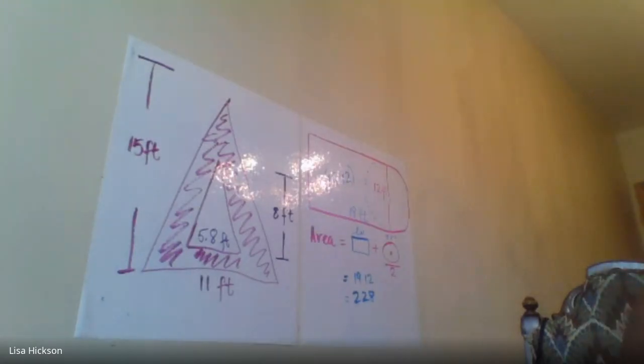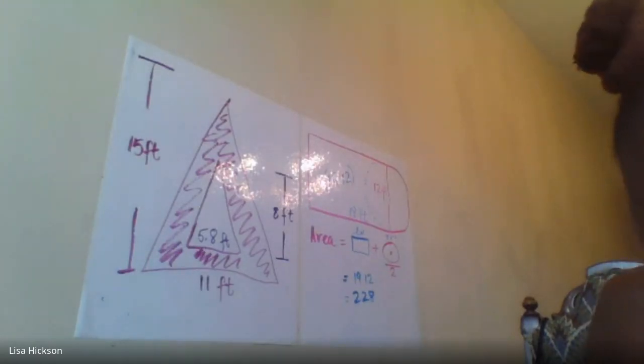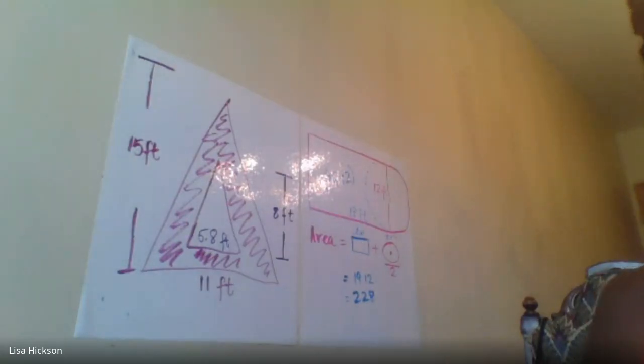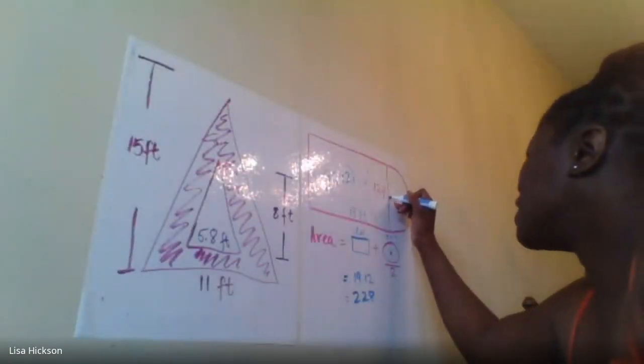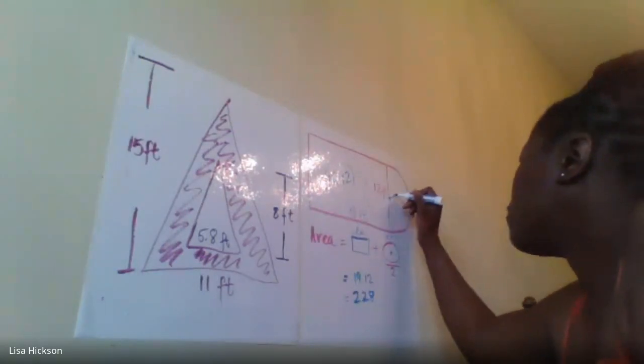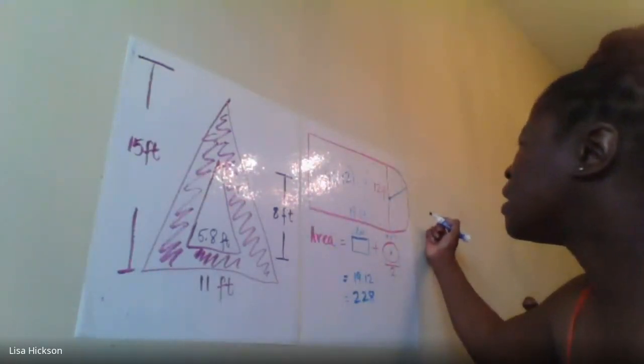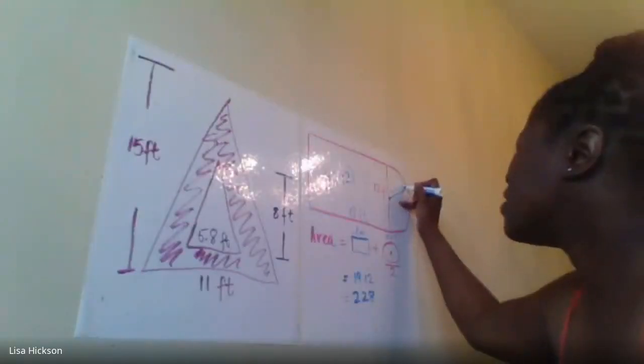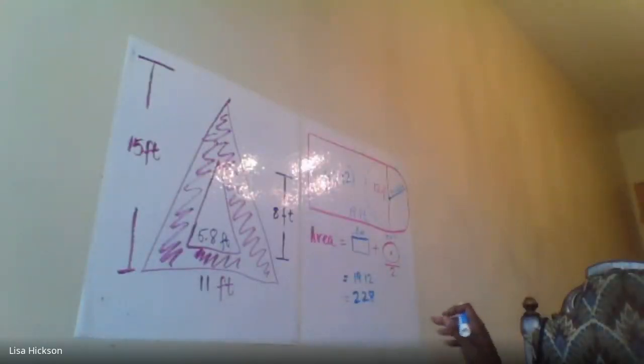How does the radius and the diameter relate to each other? It's half of the diameter. Absolutely. So if the diameter is 12, what's the radius? 6. Yes. Thank you, darlings. I love you.